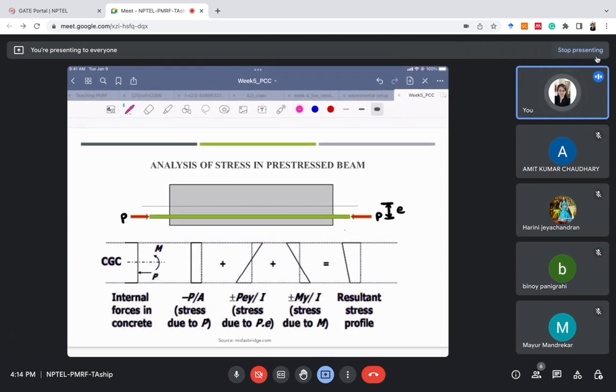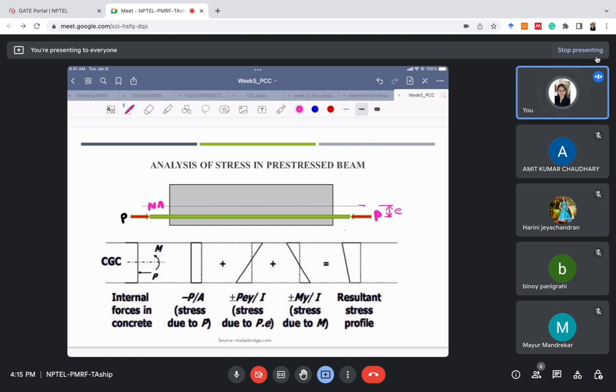So now, how to analyze this pre-stressed beam. This is important from the GATE perspective. Suppose this is a concrete beam. This is the neutral axis here, and with the green color, this is the tendon. We have applied this pre-tension compressive force in this tendon in the lower part of the beam. Suppose now the distance between the neutral axis and this tendon is E. Now how do we analyze this pre-stressed beam?